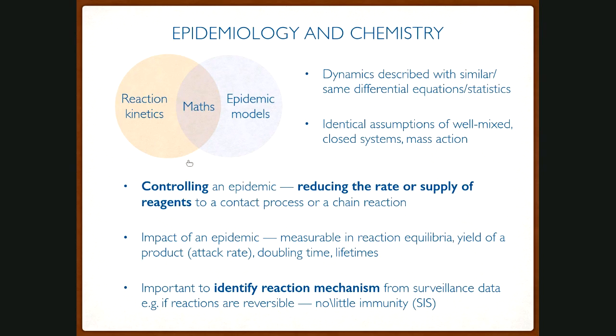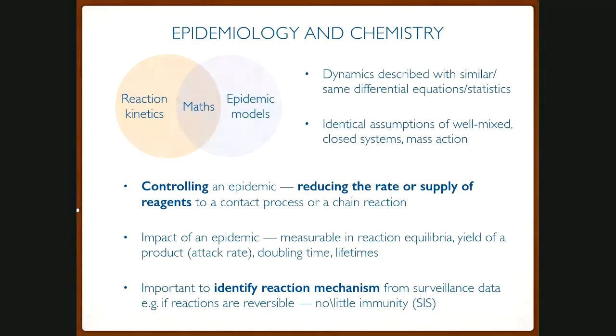And this brings me to a summary of the work. Effectively, this whole talk has been based around the idea that there is a significant mathematical overlap between reactions and epidemics. As hopefully I've shown, there are similar equations and statistics, and often identical assumptions used to understand both how reactions occur and how epidemics occur. Controlling an epidemic often boils down to reducing the rate of some reactions or reducing the supply of reagents, such as the susceptibles, in a contact process or chain reaction.